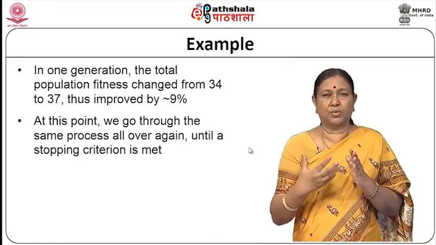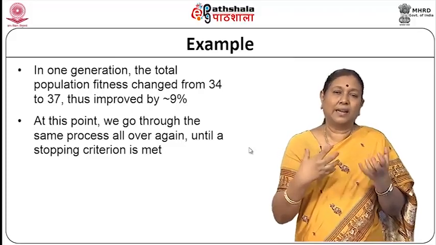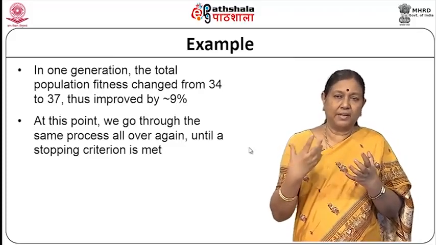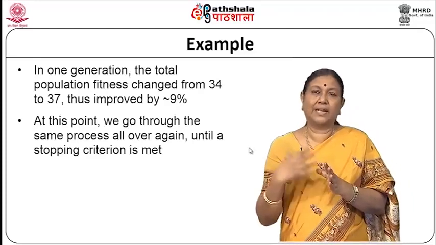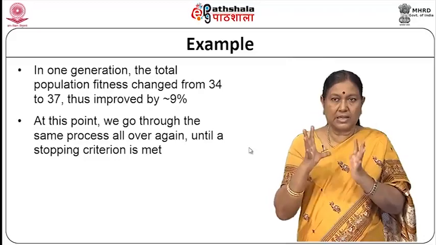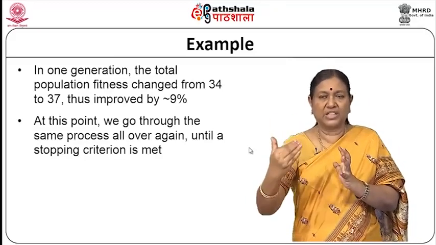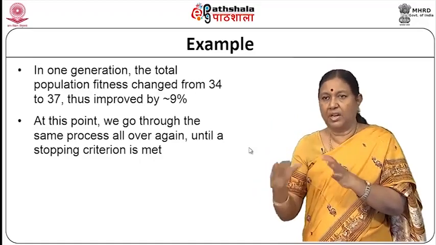We randomly choose 0.1, only one bit we are changing out of the 10. So, 0.1, and randomly we selected that probability and we created a new set of individuals and we calculated the fitness. It increased from 34 to 37. So, now this set of individuals is the new generation. From this again we do the whole process, selection, crossover, mutation, and we get a new generation.